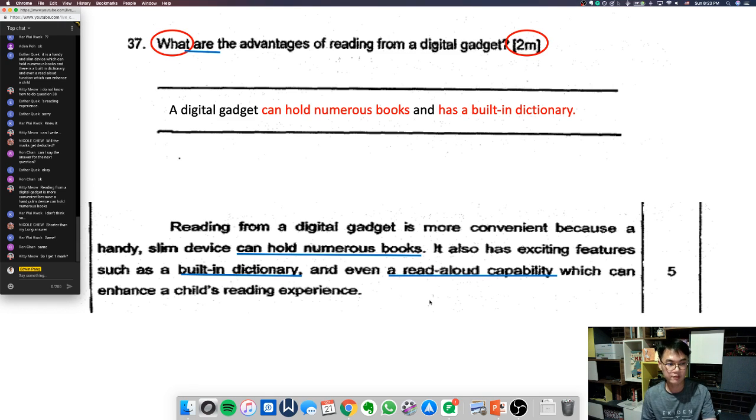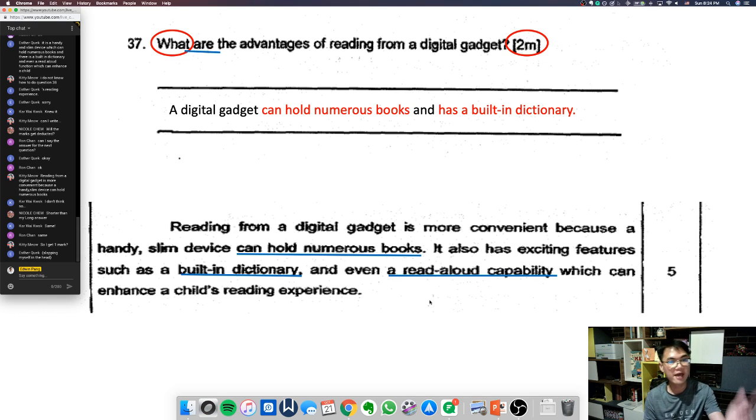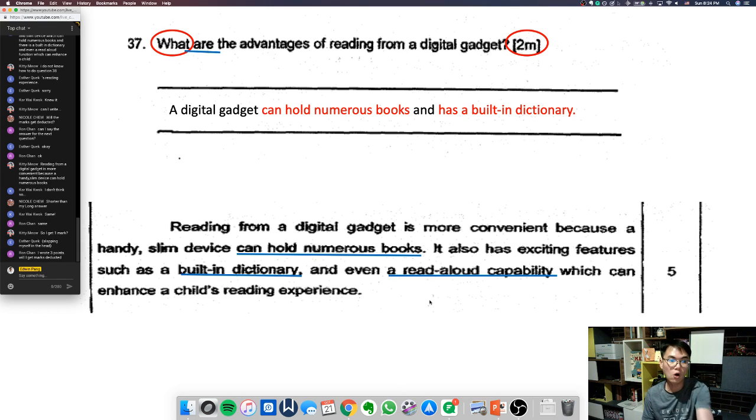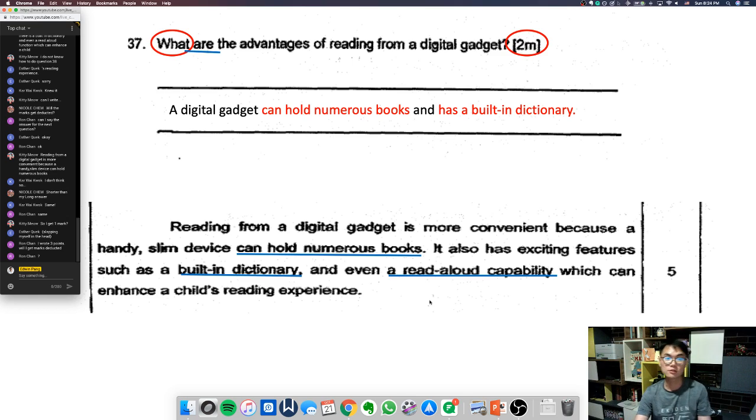So you only get 1 mark, that's right, Jia En. And your sentence is not complete, right? Because it is a handy slim device that can hold numerous books. So you have some missing words, so I'll give you only half a mark out of 2. So be very careful when you answer the question that you use the question to answer it. So what are the advantages? The advantages are that it can hold numerous books and it has a built-in dictionary, or a digital gadget can hold numerous books and has a built-in dictionary. Using a digital gadget from the question. So I use the question to answer itself. Okay? Try not to introduce too many new words. Alright?